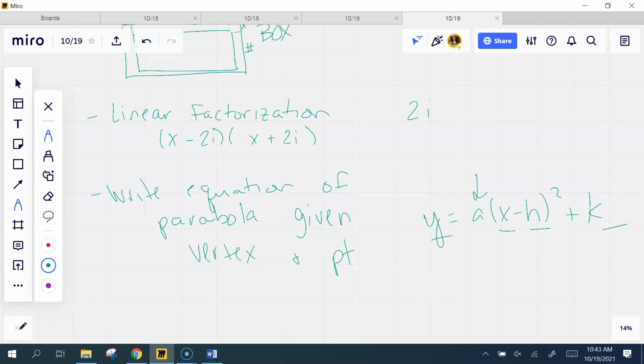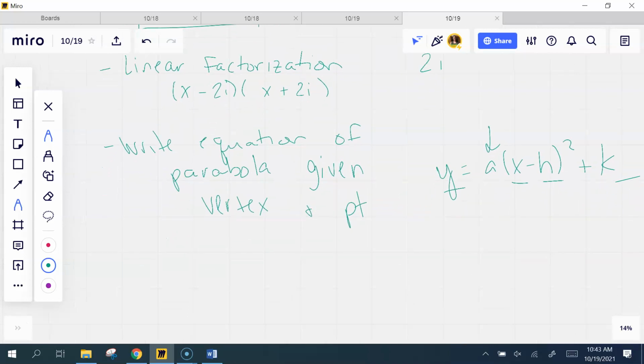And then let's see. One transformation graph from a monomial, one of the parent functions we have talked about before. You will do the transformations on that.